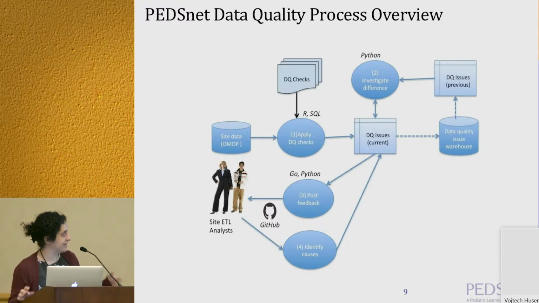Okay, good. So I talked through this process, but the data quality checks are applied, data quality issues are generated, and then what we call the data quality issue warehouse, which is right now just a bunch of CSV files on GitHub that we're trying to organize a little better. But we identify the causes, post the feedback, and that's when a lot of the interaction happens with the site ETL analysts.